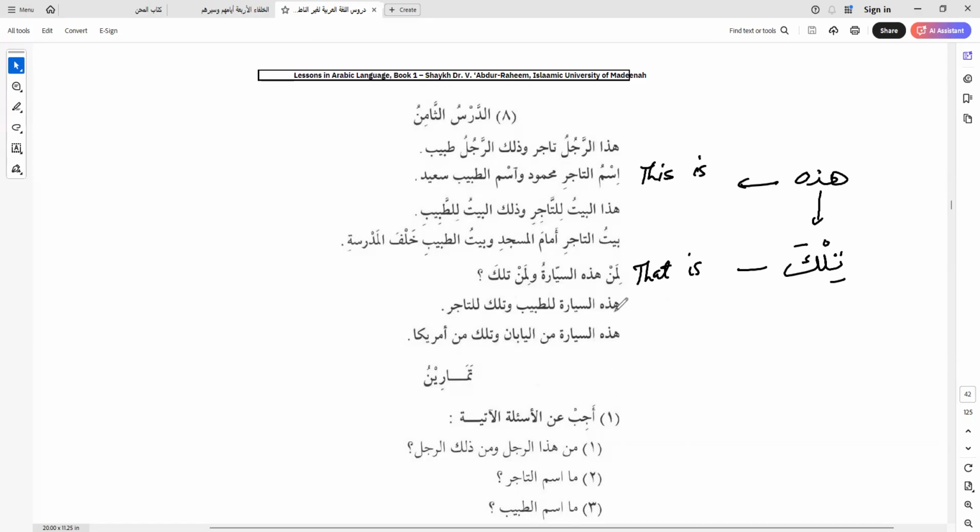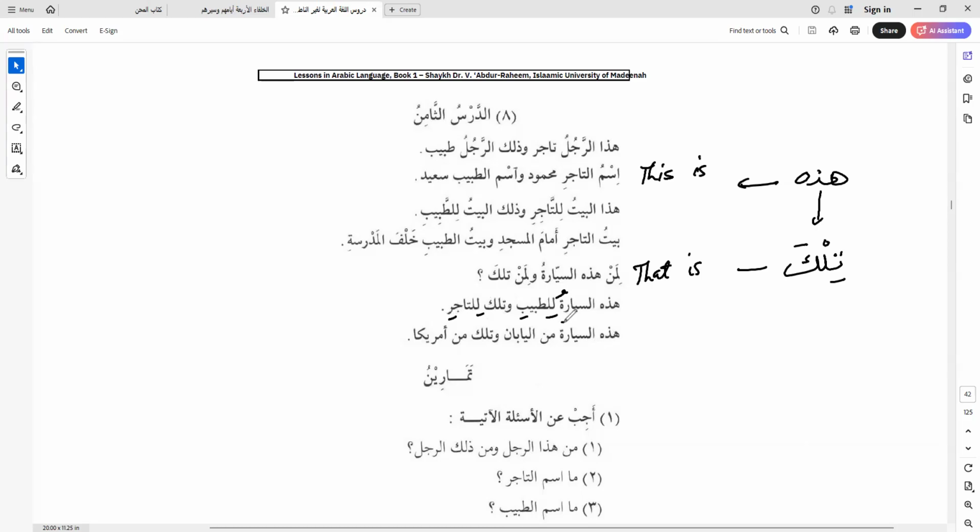Hadhihi as-sayyara, let's continue. Hadhihi as-sayyara lil-tabib. This car belongs to the doctor. Wa tilka lil-tajir. That car belongs to the merchant. Hadhihi as-sayyara lil-tabib, this car belongs to the medical doctor. Wa tilka lil-tajir, and that belongs to the merchant.